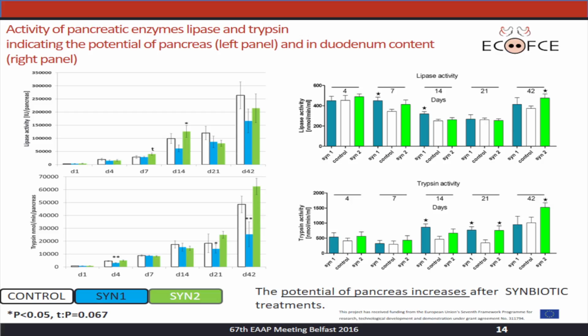The next parameters we look at are 2 pancreatic enzymes, the lipase and the trypsin. On the left-hand side, you see the measurements which were done in pancreas itself, and in the right-hand panel, there are measurements which were done in duodenum, and again there were 6 data points. The control is indicated in white, symbiotic 1 in blue, symbiotic 2 in green. And in pancreas, the picture is actually not very clear.